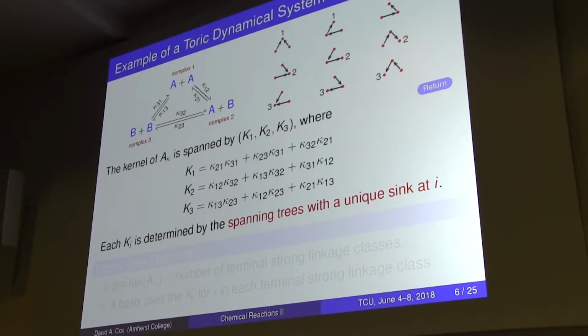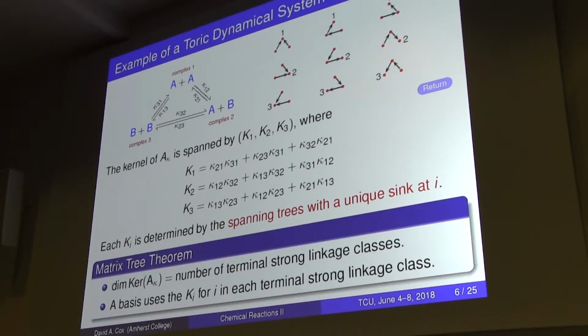And remember, this is complex 1, complex 2, complex 3. So notice that right here I'm going from 2 to 1 and 3 to 1. That's that term. Here I'm going from 2 to 3, and from 3 to 1. And here I'm going in the opposite direction: from 3 to 2, 3 to 2, and 2 to 1. So in fact, this first line is completely described by these spanning trees with a unique sink at 1. The same happens for 2 and 3. That's what these other 2 lines are.